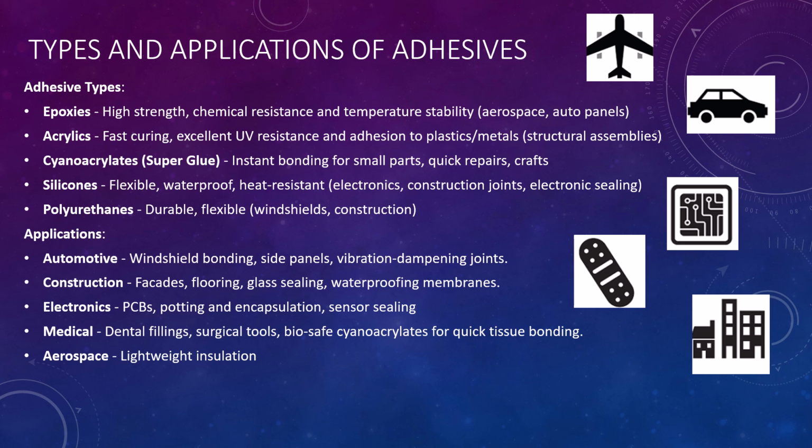Polyurethanes are versatile, durable, and flexible. They bond well to glass or construction materials. Applications spanning across industries include automotive for windshields, body panels, and vibration dampening joints, construction for sealing facades, flooring, glass sealing, and waterproofing membranes, electronics for bonding components, sensor sealings, and potting PCBs, medical for resin dental fillings and surgical adhesives, aerospace for lightweight bonded panels and insulation.